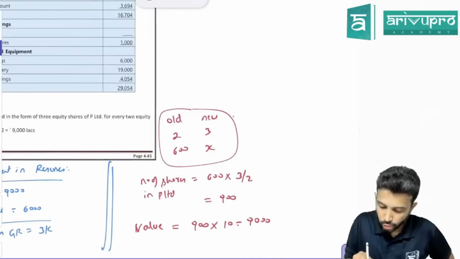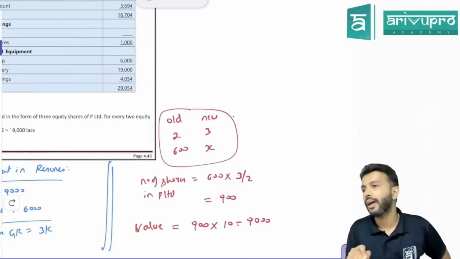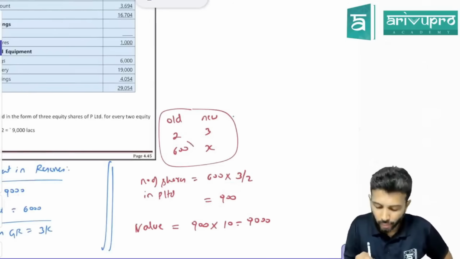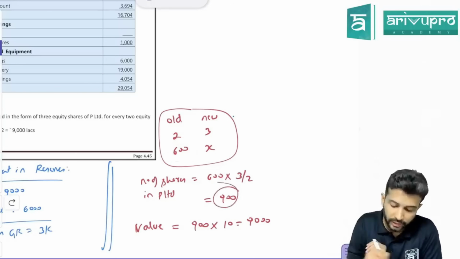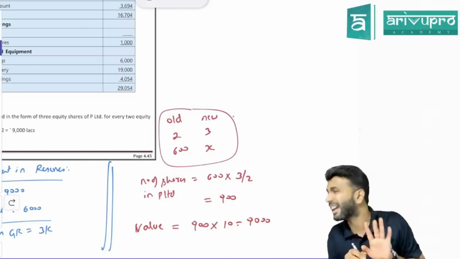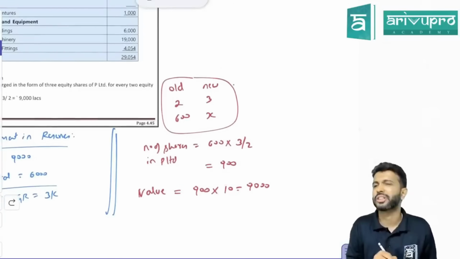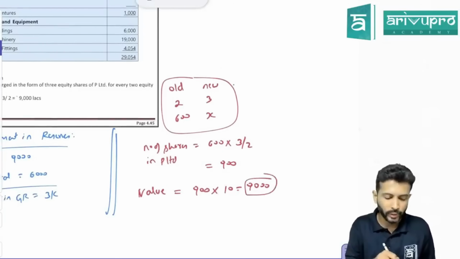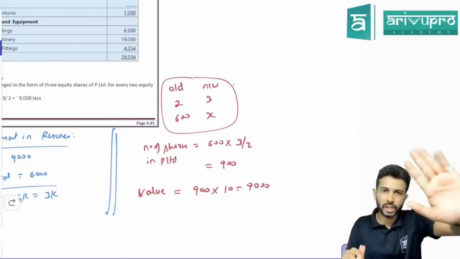So if you have 2, you will get 3. If you have 600, how much? If you prorate, it will be what, sir? 900. What is this 900? In fact, what is this 600? Value or number? Number. So this 900 is the number of new equity shares. We need the value. Each equity share is assumed to be how much? 10. So that means the value of new equity shares will be 9,000. This is your PC.